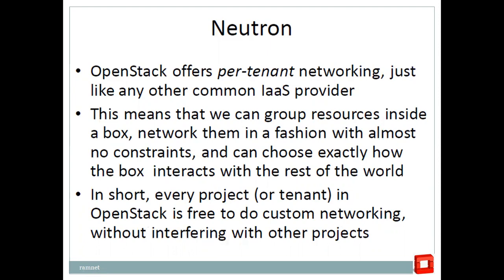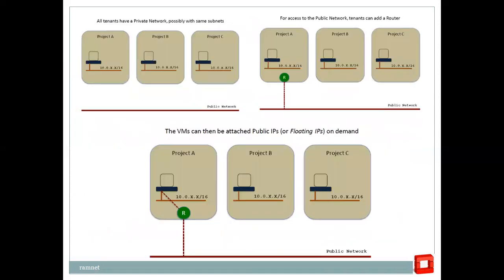In short, every project or tenant in OpenStack is free to do custom networking without interfering with other projects. Completely, it's exactly the same as a VLAN. Within a VLAN, we can do anything. If people want to go into another VLAN, they require some router or something. The same way, it's done in a software fashion. So that's what they're talking about. Next, this is how all tenants are set up.